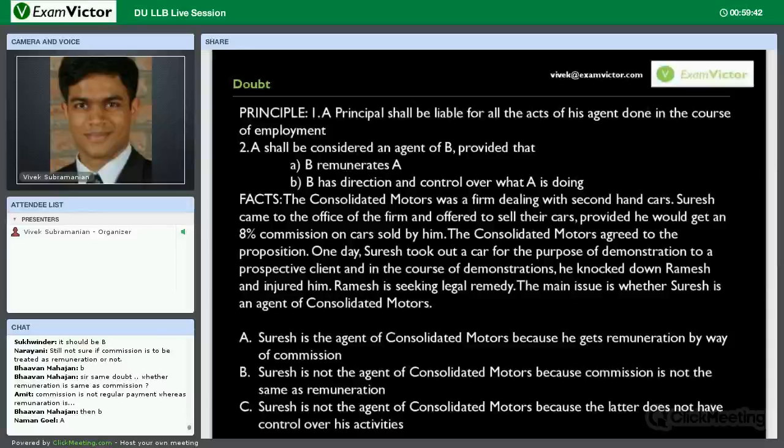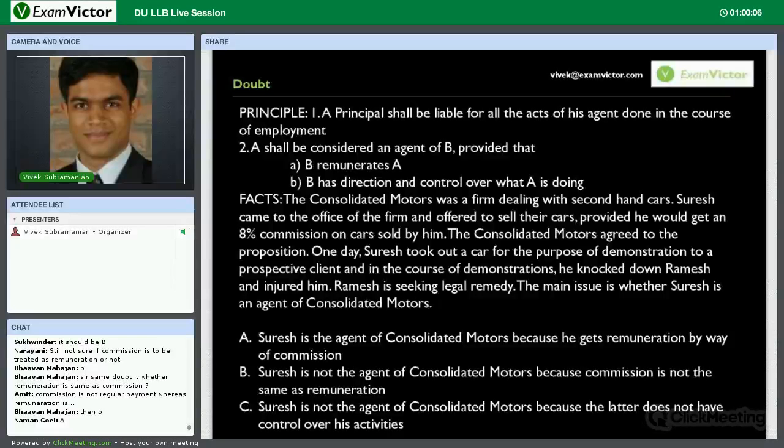In my view, answer C is the correct answer, which says that Suresh is not the agent of Consolidated Motors because the latter does not have control over his activities. Suresh is offering his services on the simple proposition that for the number of cars he sells, he'll get a commission of 8% on those cars. That's all.